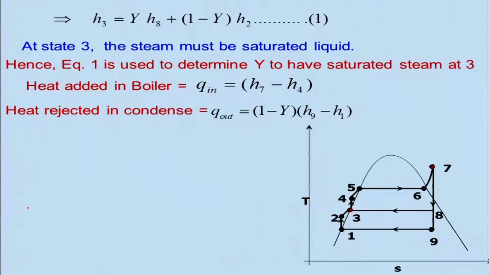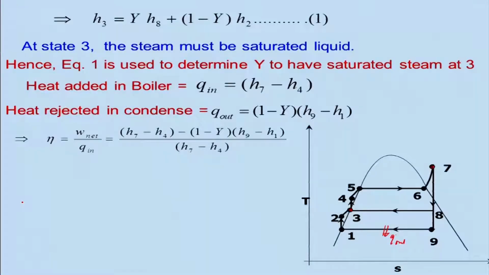And if the Y could have been 0, then this could have been larger. That means we are gaining some heat from the rejected heat and adding to the cycle, right. So, the thermal efficiency basically will be equal to W net divided by Q in.